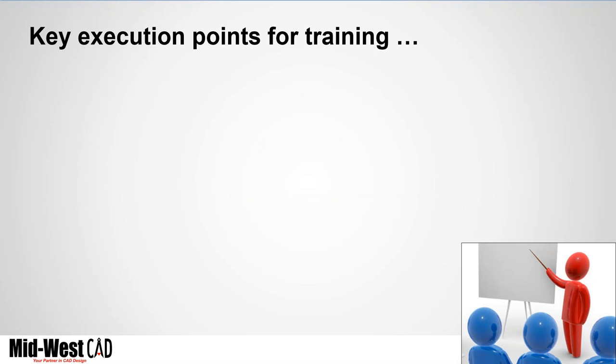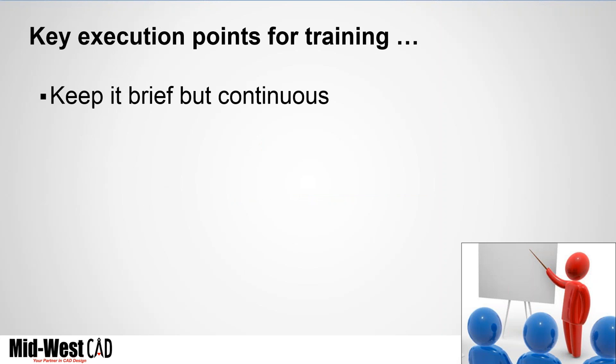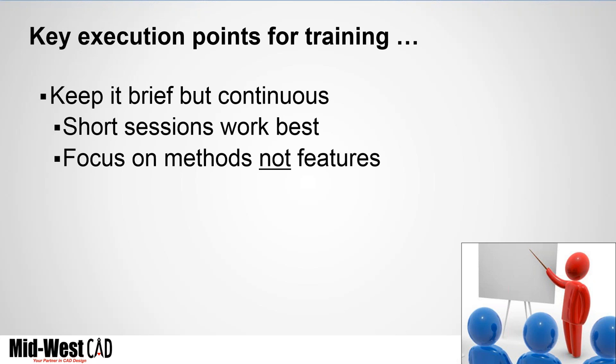Key execution points for when you're actually running training. Training should be brief but continuous. Don't train people one day once a year. Train people 1 hour every month, every year. It's far better to deliver training in small modular little pieces and dribs and drabs, because human beings, being the way they are, their attention span is roughly an hour. So it's always going to work better to do that. Short sessions definitely work best.